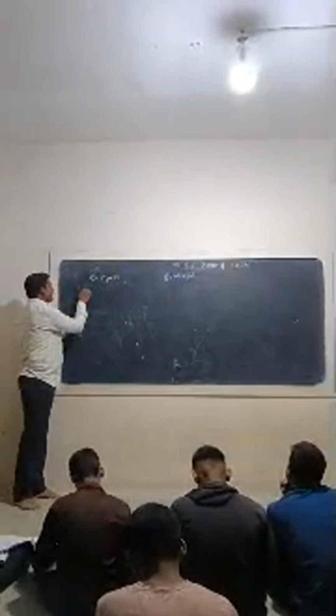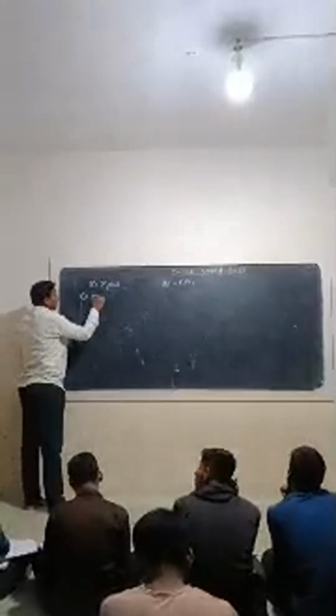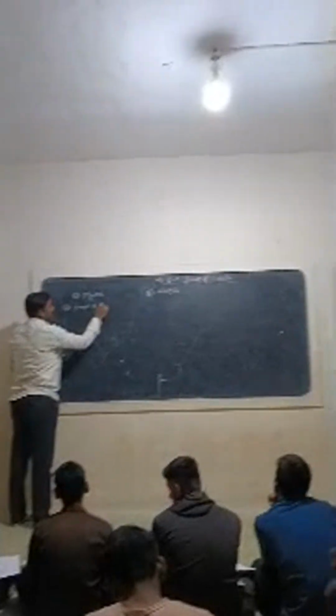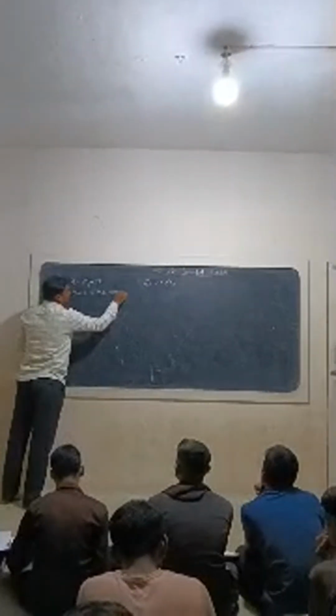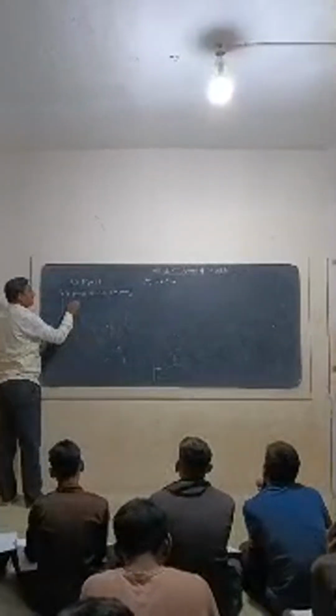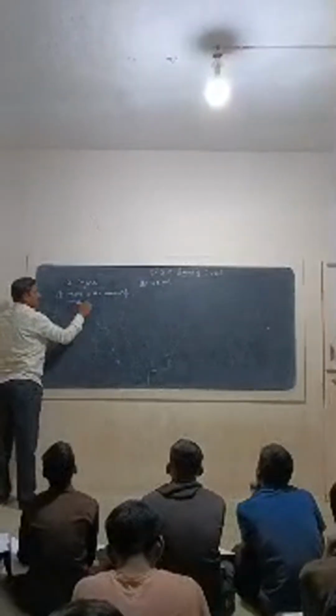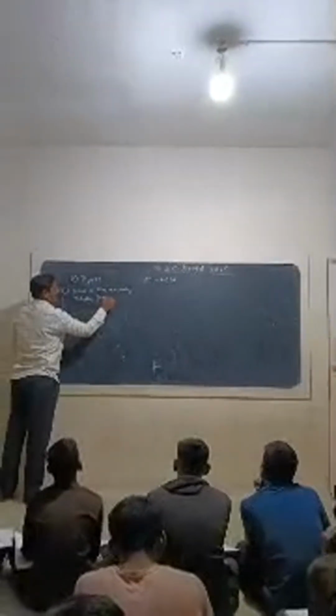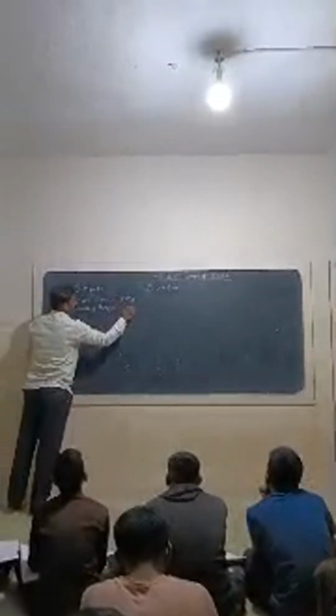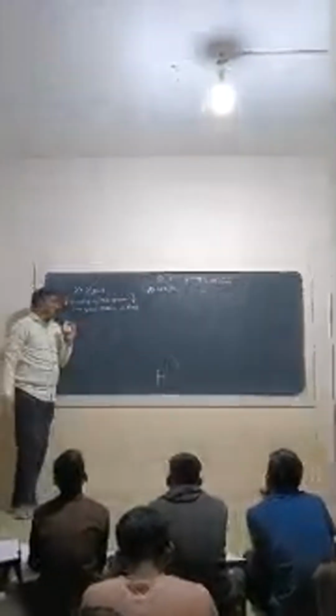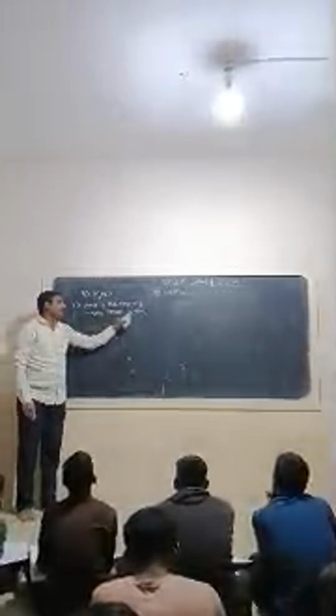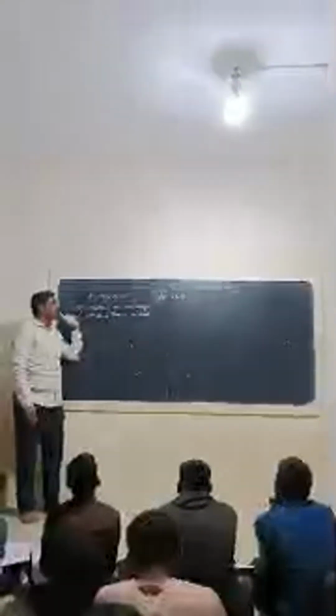The first point: mass is the amount of matter present in an object. So mass is the amount of matter present in an object. This is the definition of mass.